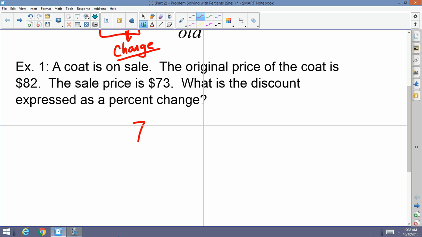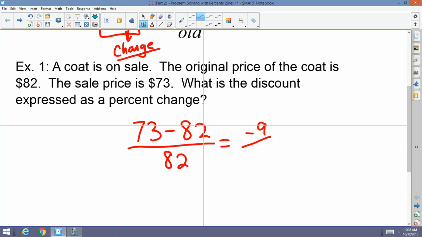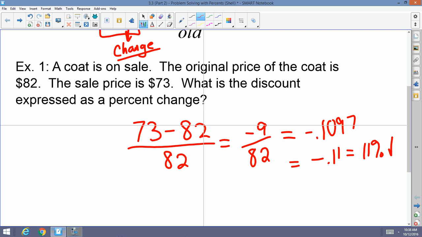So I have my new value of 73 minus my old value of 82, divided by my old value of 82. Does that make sense to everybody? Okay, this is pretty simple. 73 minus 82 is -9, over 82. When we do that division, we get -0.1097, which is basically -0.11, which equals an 11% decrease.